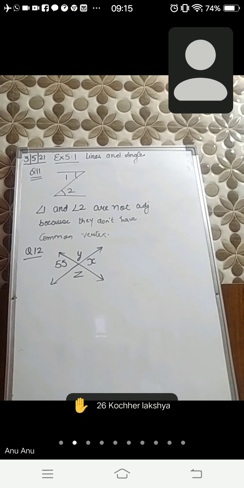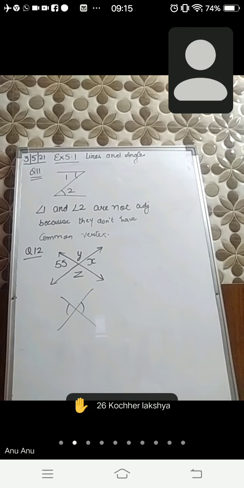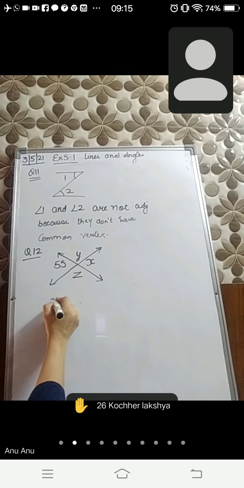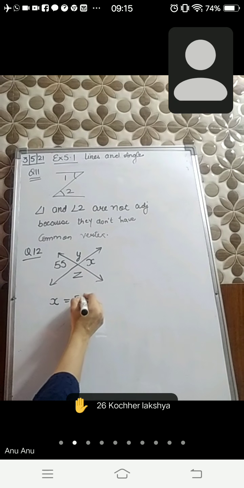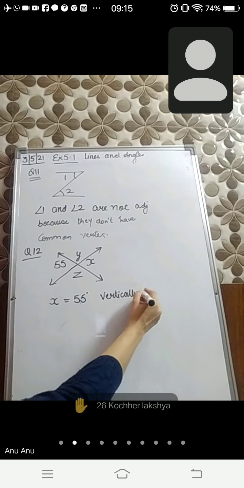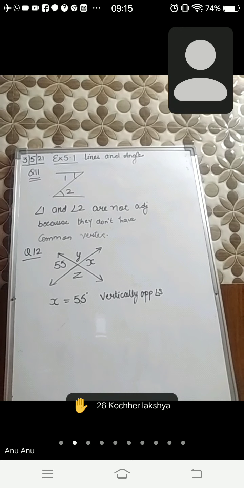You all know that when two lines cross each other, vertically opposite angles are formed and they are always equal. So in case of this figure also, we have angle X equal to 55 degrees, vertically opposite angles. And how will you find the next angle?